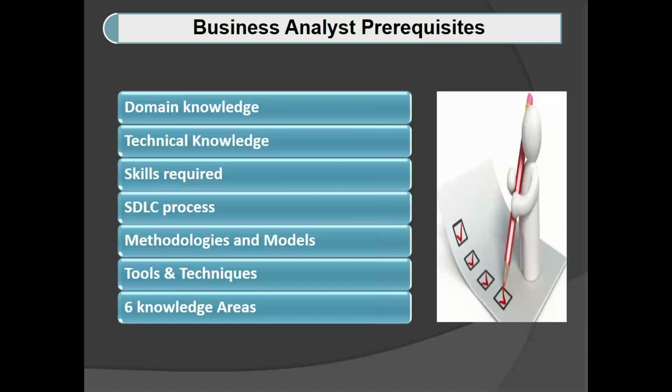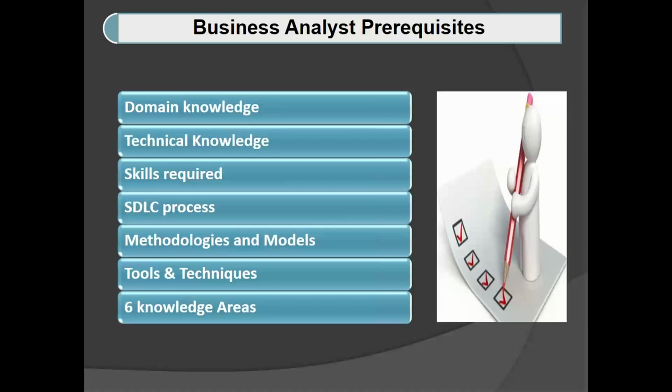Third one is leadership qualities. Fourth one is good listening skills. Fifth one is problem solving skills. Sixth one is negotiation skills. And finally, the seventh one is articulation skills. So these are the 7 mandatory skills that are required for a BA.